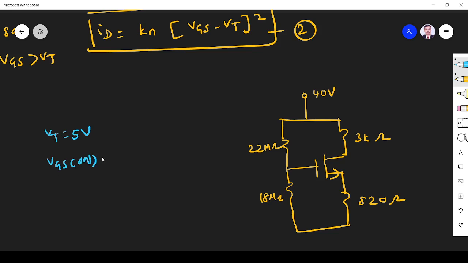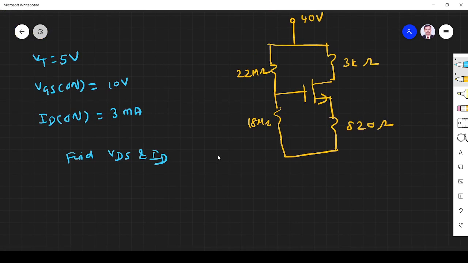VGS on is 10 volt, and ID on is equal to 3 milliampere. What we have to find is VDS and ID. This is the question. So these are all the details given.